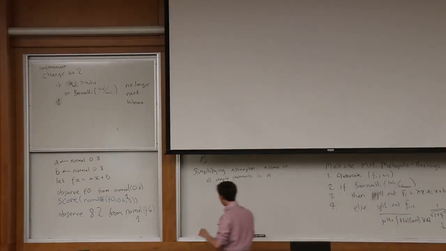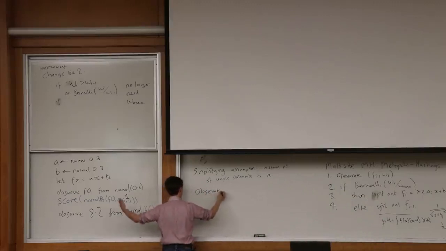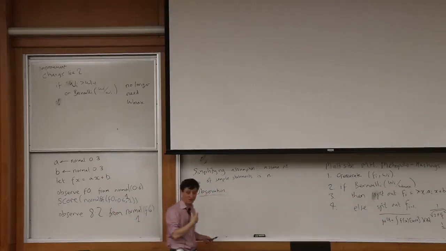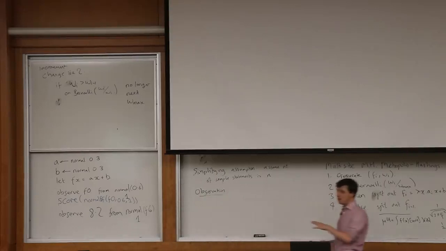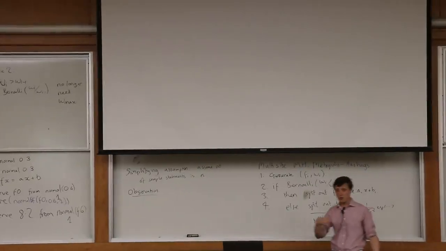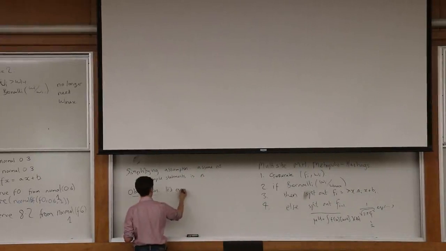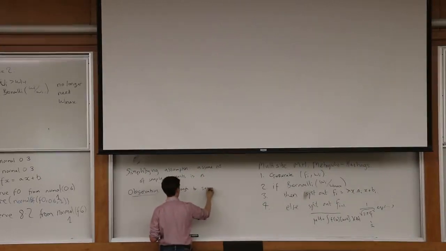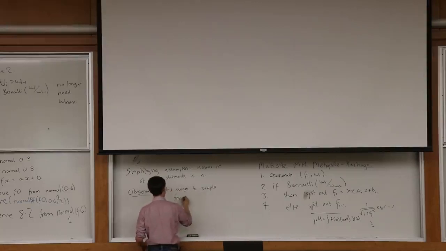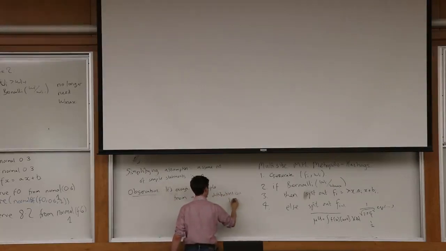And I want to make an observation to simplify things. This is not an observation in the statistical sense, it's an observation in the rhetorical sense. Let's observe something that is always good enough. If you know how to sample from a uniform distribution on the unit interval, you know how to sample from any distribution. So it's enough to sample from uniform distributions on the unit interval.